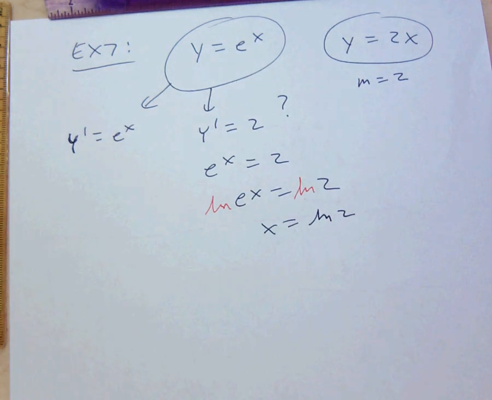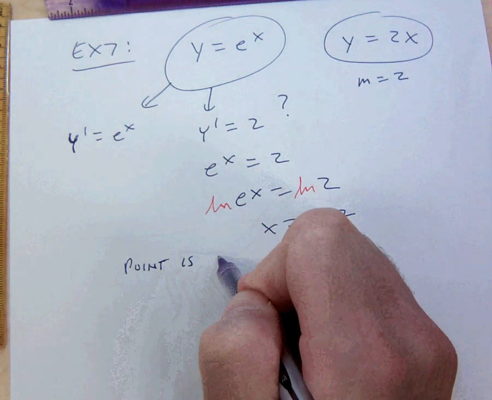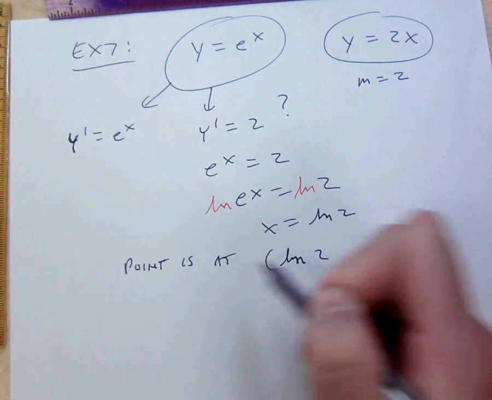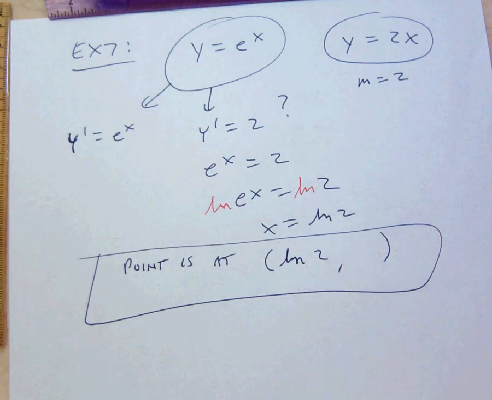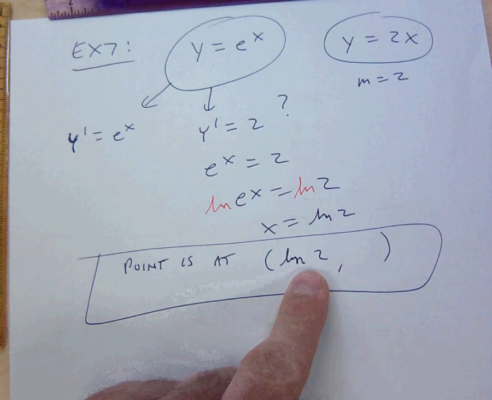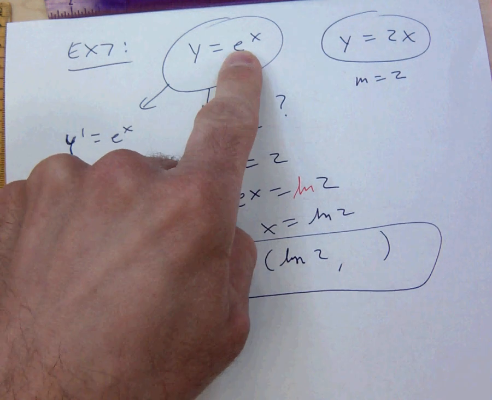So the point is ln of 2 comma something. How do I get the y value? Where do I put it? This is a point on the original curve. So where do I put that? Into the original function, yes?